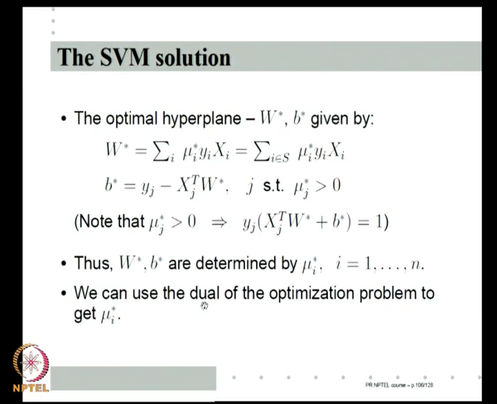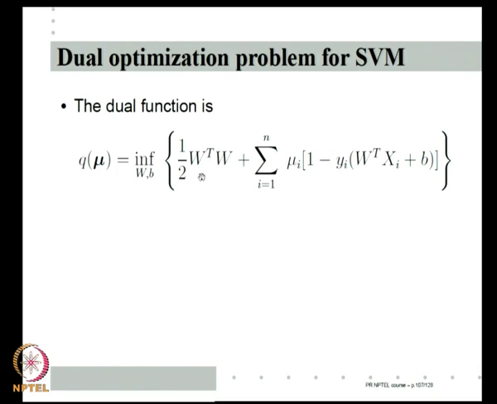So, we can now solve the dual of the optimization problem to get the mu stars. For this problem, what is my dual function? q(mu) is the infimum over w, b of my Lagrangian, which is half w transpose w plus the summation of mu_i times the constraint terms. Now, if I look into this, I have a term with mu_i y_i b, summation i equal to 1 to n of mu_i y_i, whole into b, is one term.